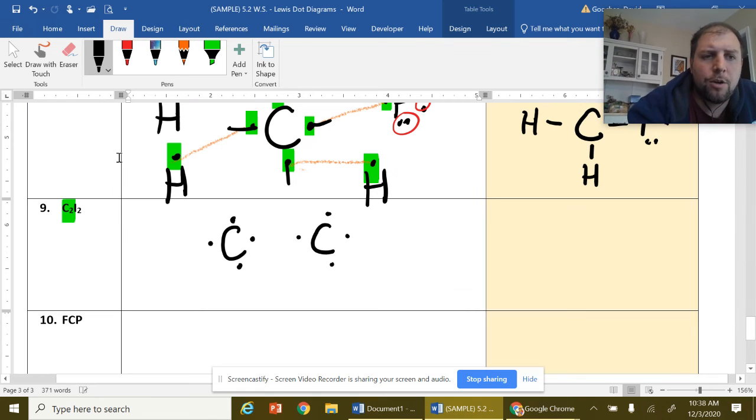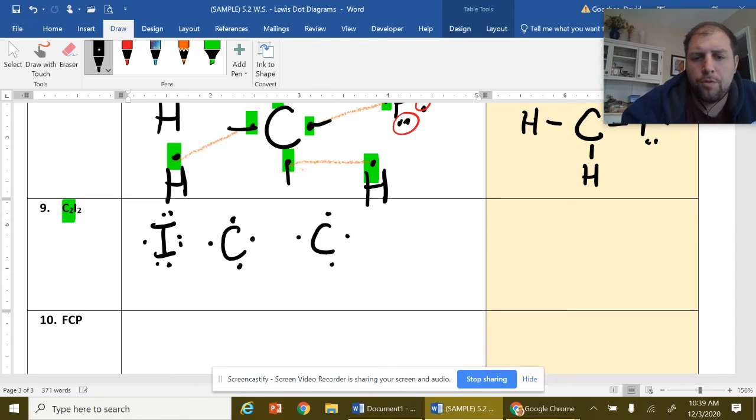So I'm gonna draw an iodine over here. Oopsie, that's a hydrogen. I'm gonna draw an iodine. You're so slow. Why are you slow? All right. 1, 2, 3, 4, 5, 6, 7, and another one over here. Let's pretend, guys, that I drew this iodine over here. All right, 1, 2, 3, 4, 5, 6, 7.